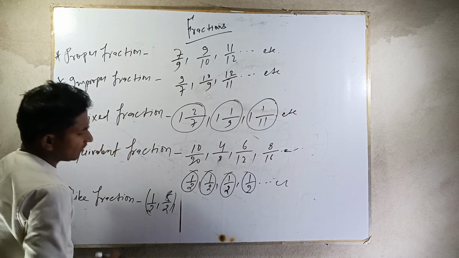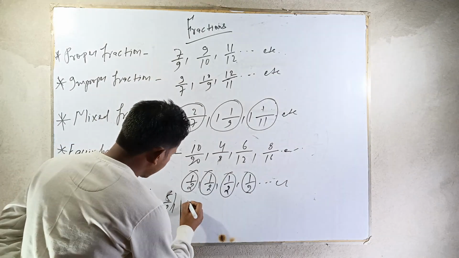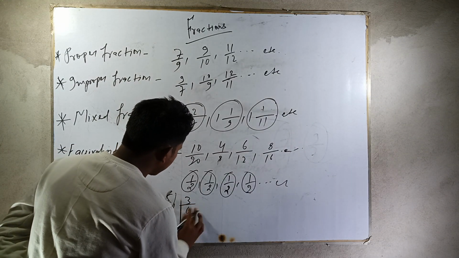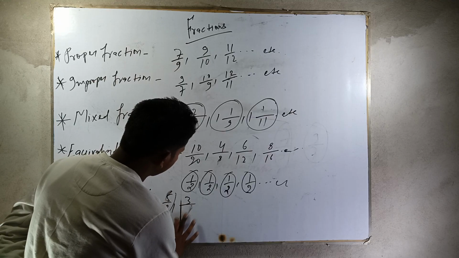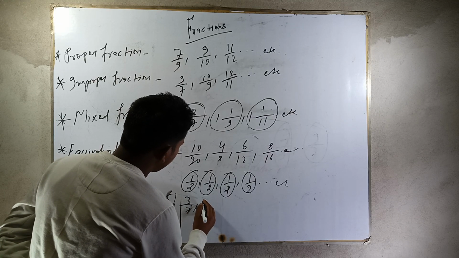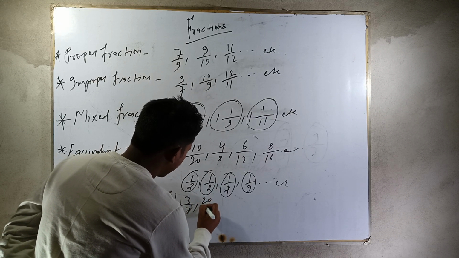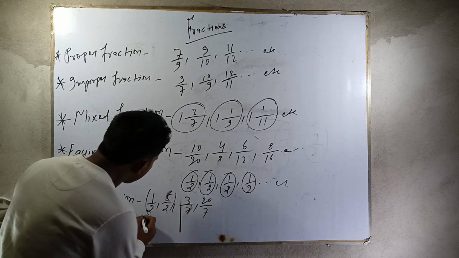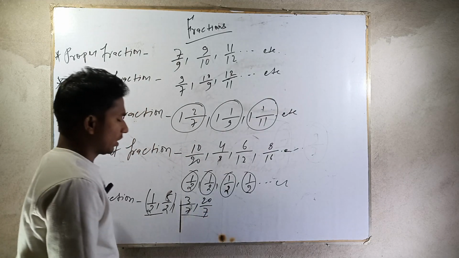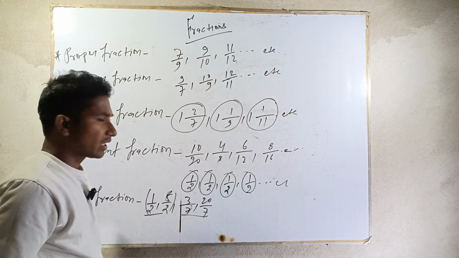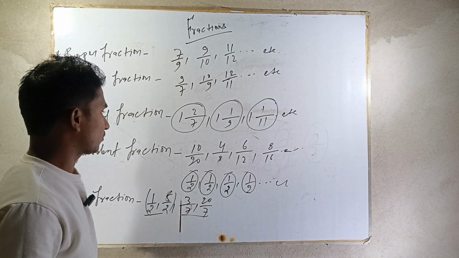Both are like fractions. Another is 3 by 6, 3 by 7, and 20 by 7. That means the denominator should be the same. That is called a like fraction.